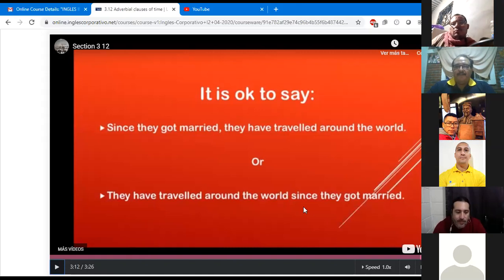When you use since at the beginning, then you use a comma to separate the two. Since they got married, they have traveled around the world. Or they have traveled around the world since they got married. That's the main idea. The only difference is the use of a comma if the subordinating conjunction begins the sentence.